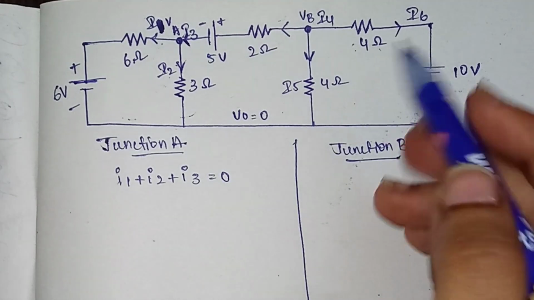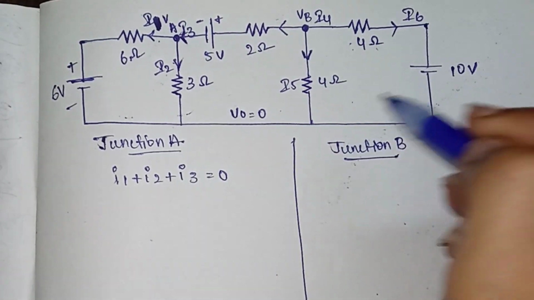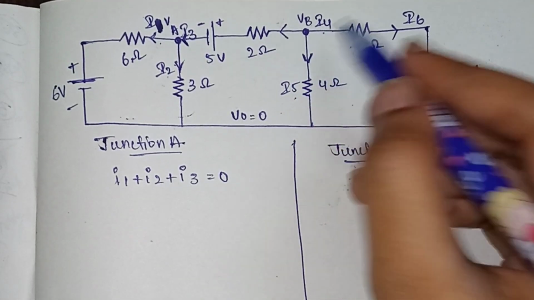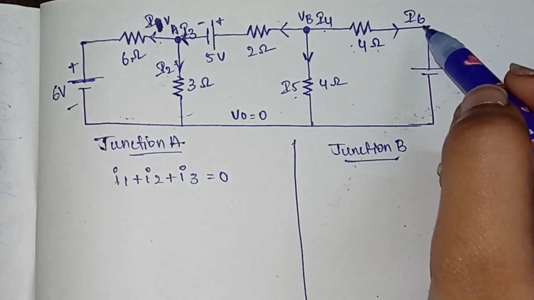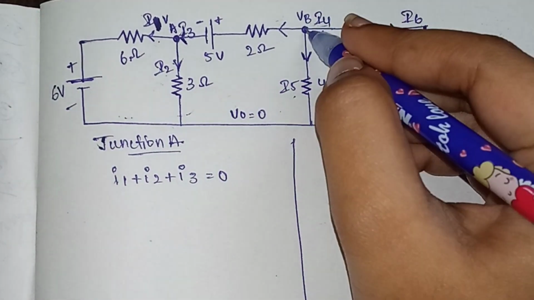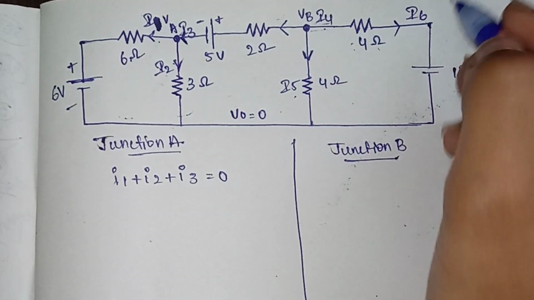If we consider junction B, so this is your junction B. In junction B you are having I5, I4 and I6. So this is your I4. This is moving in outgoing direction, this is moving in outgoing direction, and this is also moving in outgoing direction.